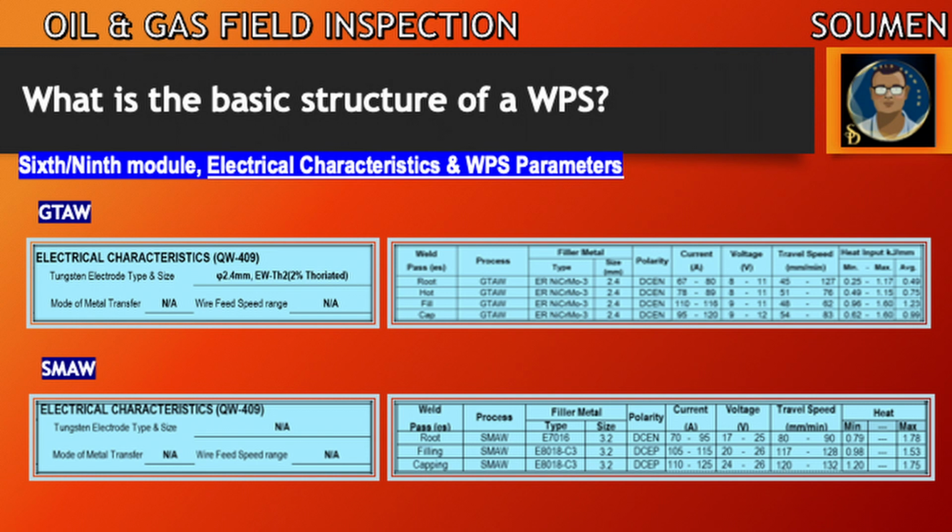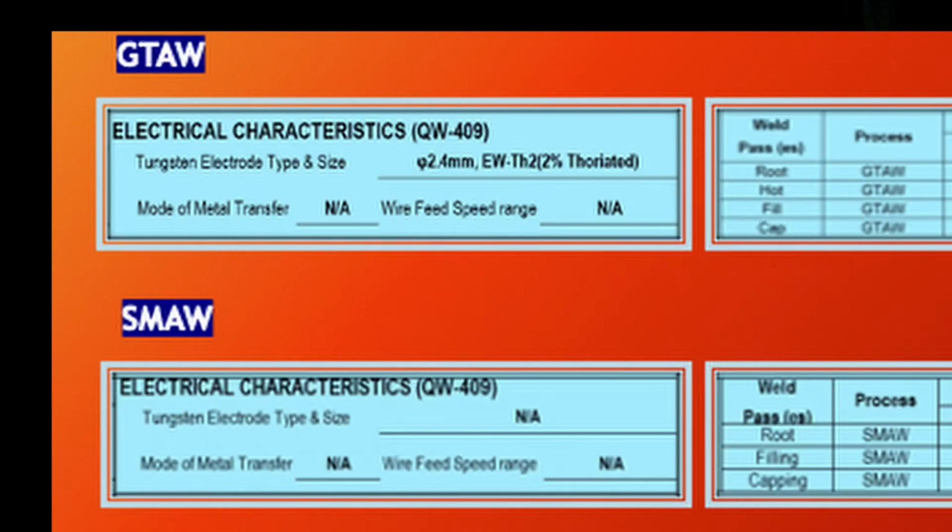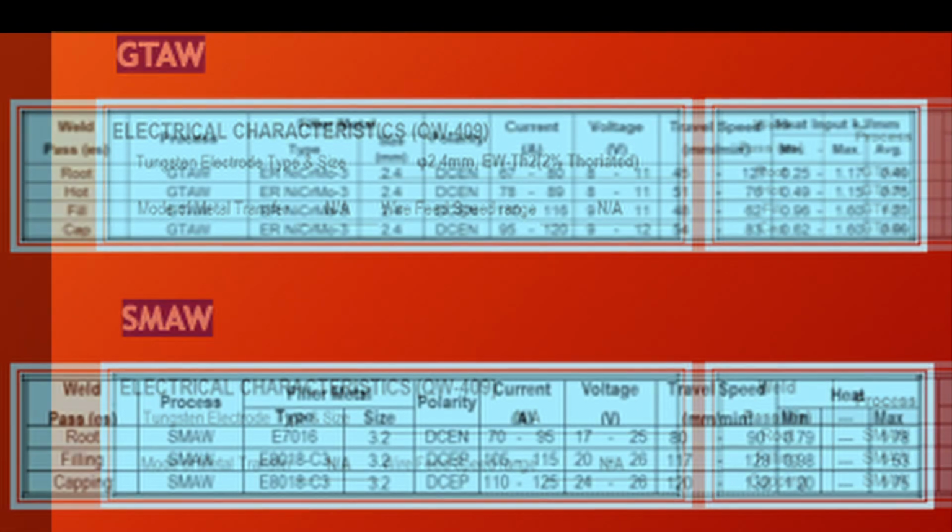If the company approves, we can use this data. So let us discuss in short. In the top two tables you can see the GTAW electrical characteristics. A special non-consumable electrode is used during argon welding, which is the tungsten electrode. You can see the diameter is 2.4 mm and it is 2% thoriated. Mode of metal transfer, since this is non-consumable, is not applicable. Wire speed range is also not applicable.